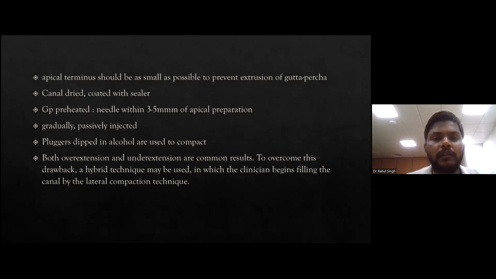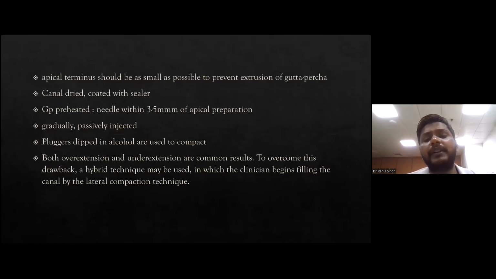And so when you have injected, now you have to compress it also, because I told you the GP contracts. So the problem when you compact is that the GP clings to the plugger. So what you can do is just dip the tip of the plugger into alcohol and then compact it. Just dip it slightly. Don't put it all over. And both overextension and underextension are common results.